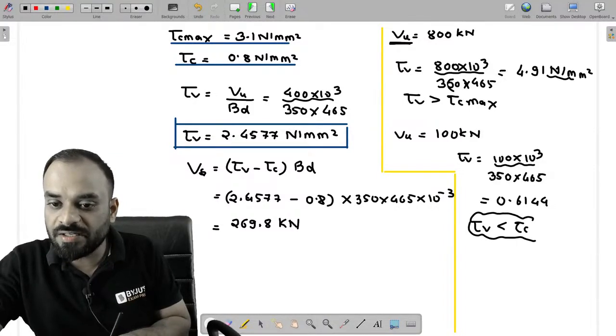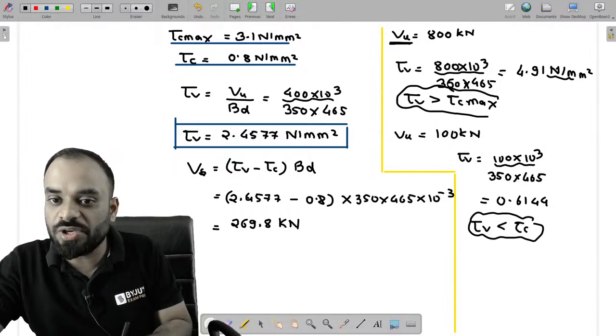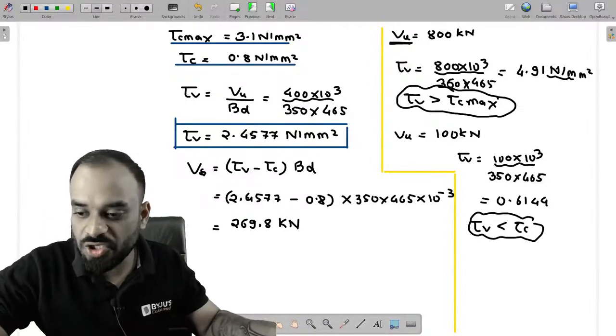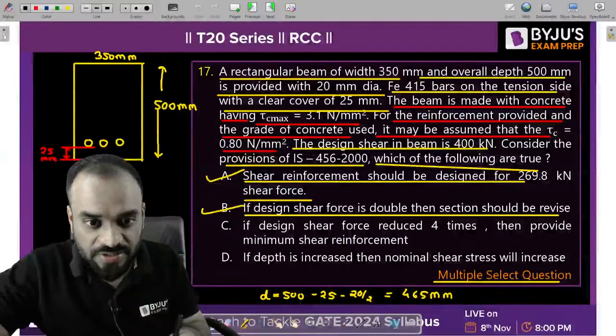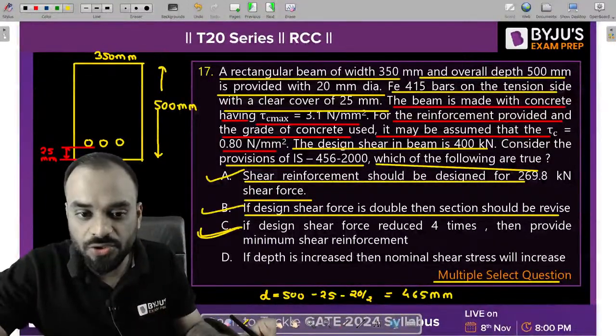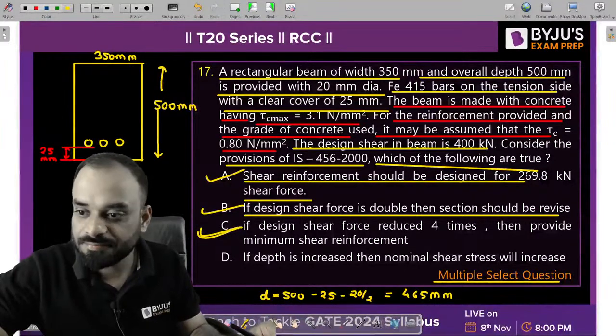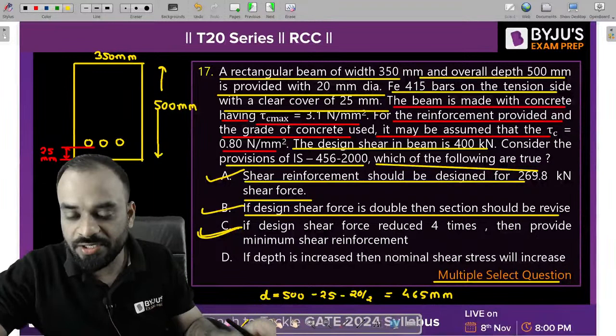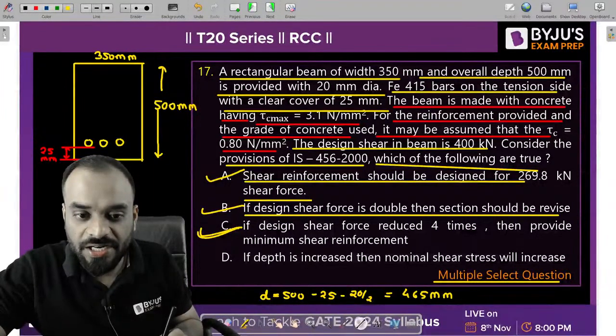Now can I say that tau v is less than tau c value? If it is lesser, then tell me, guys, in such case you need to give minimum shear reinforcement, correct? So this statement is also correct. Yes. Now let's read the last statement.